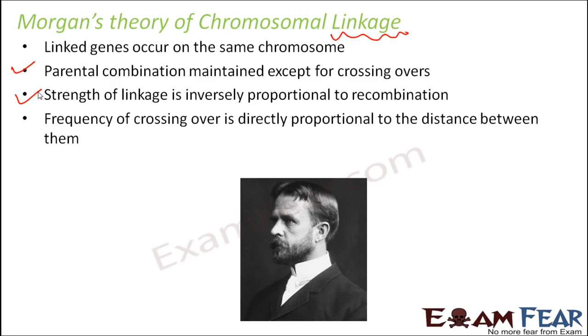The frequency of crossing over is directly proportional to the distance between them. How frequently will they cross over? That again depends upon the distance. Suppose they are very close to each other. If the distance between them is very small, then the frequency of crossing over will also be less, because they will not cross over very frequently. But if the distance between the two genes is more, then the frequency of crossing over is also more, so there is more frequency of recombinations.